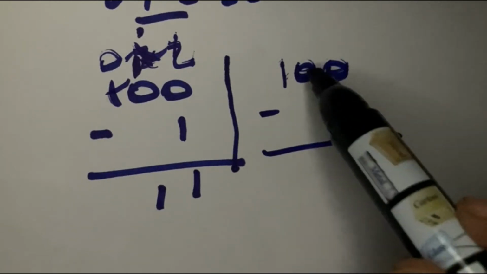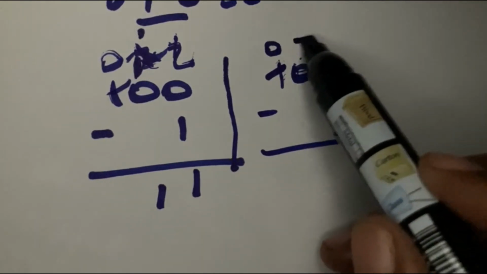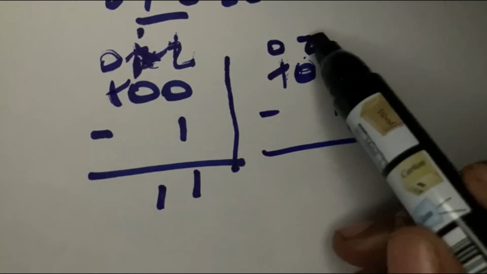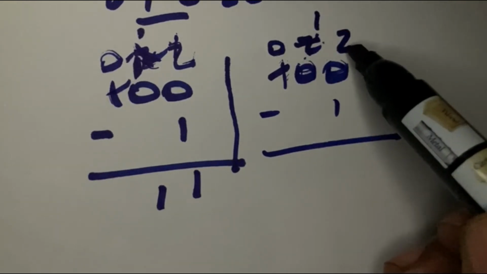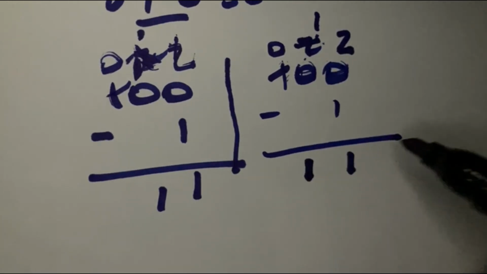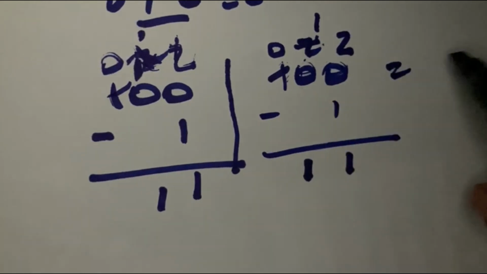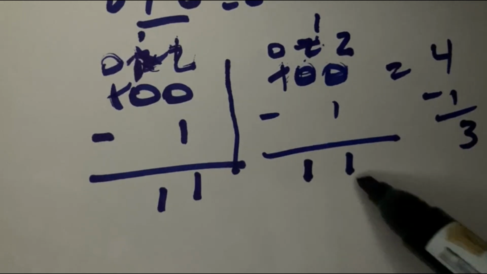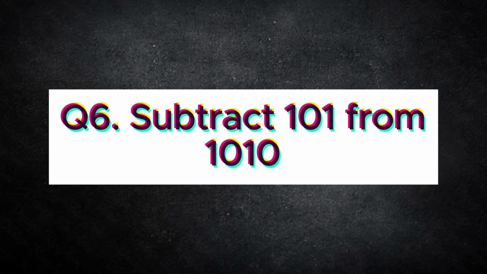Okay, 0 minus 1, no, so borrow from here, so this changes into 0 and this changes into 2 in the first instance. Then 2 can lend to this 0, so this changes into 1 and this changes into 2. Okay, 2 minus 1 will be 1, and 1 will come here. Therefore 1 0 0 minus 1 will be 1 1. Okay, to make sure, 1 0 0 is 4 minus 1 is 3, and the binary digit 1 1 is also 3. Okay, let's continue.